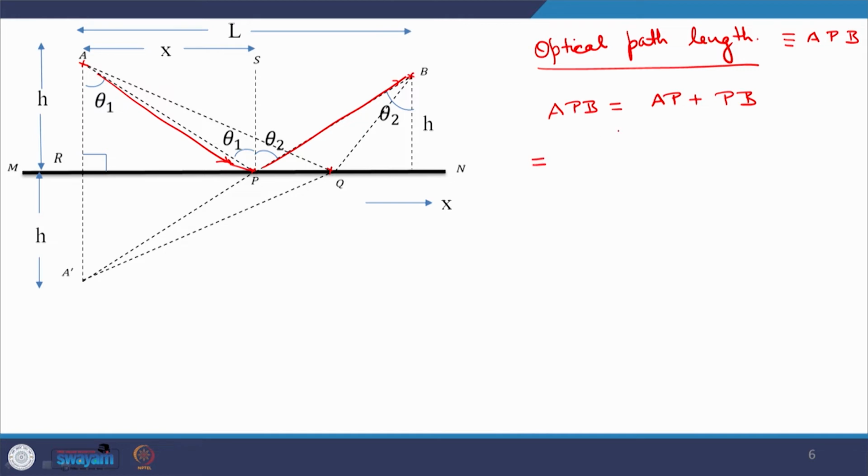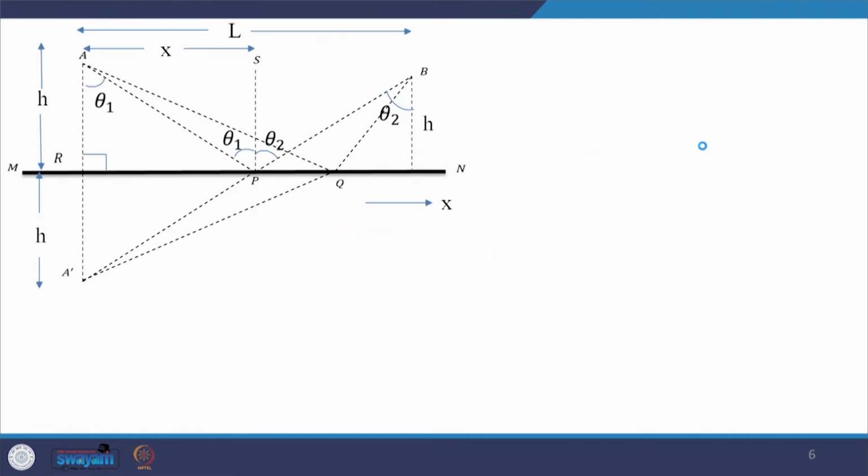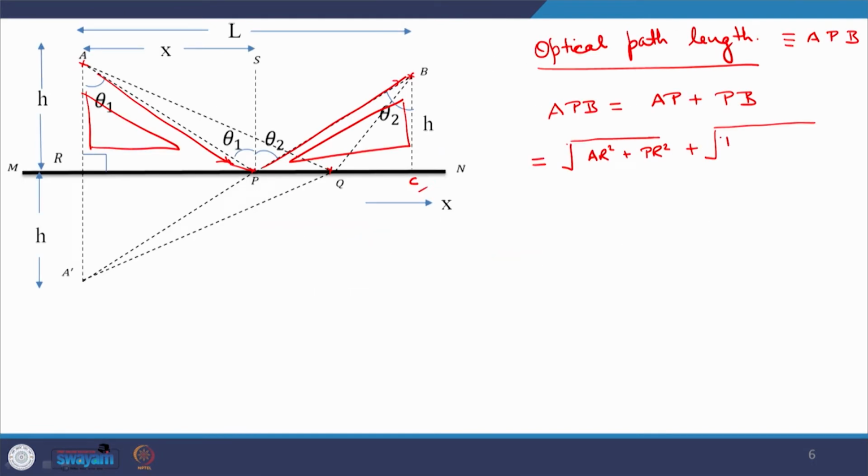Here, what is AP? In this triangle, AP is the hypotenuse, and therefore AP would be square root of AR square plus PR square. Similarly, PB in this triangle can be expressed as square root of, suppose this point is C, then it is equal to BC square plus PC square.